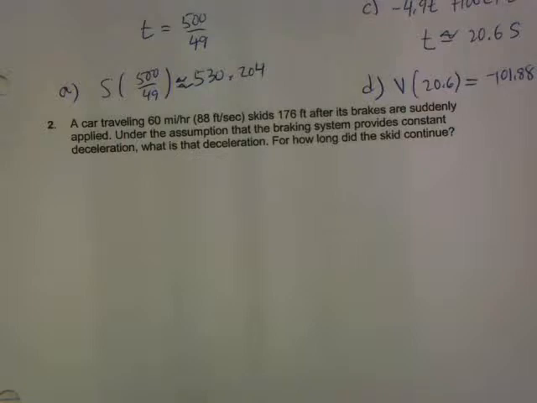A car is traveling 60 miles per hour, which of course is about 88 feet per second. And it slams on its brake and it skids for 176 feet after its brakes are suddenly applied. Under the assumption that the braking system provides constant deceleration, what is that deceleration? And for how long did the skid continue?